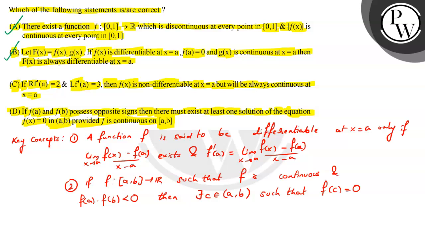Option C, so we have that the right hand derivative of f at a equals 2 and the left hand derivative of f at a equals 3. These are special cases, but in general, even if the right hand derivative of f exists and the left hand derivative of f exists, but the function is non-differentiable, then too we can conclude that the function will always be continuous at x equals a. Option C is correct. Option D is also correct, since it is the statement of the location of roots theorem. So these are our correct options.